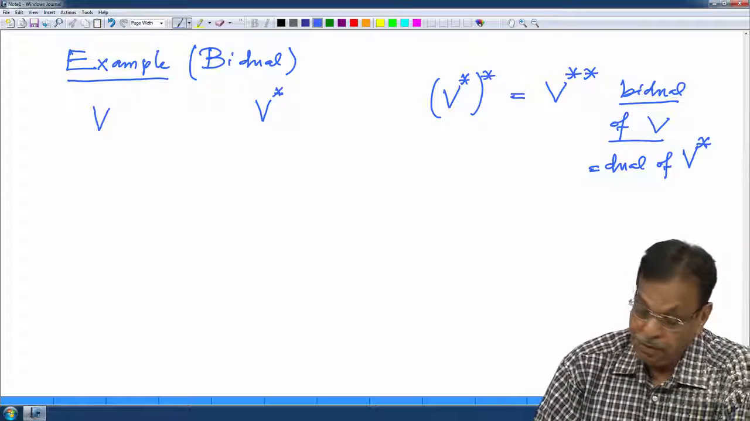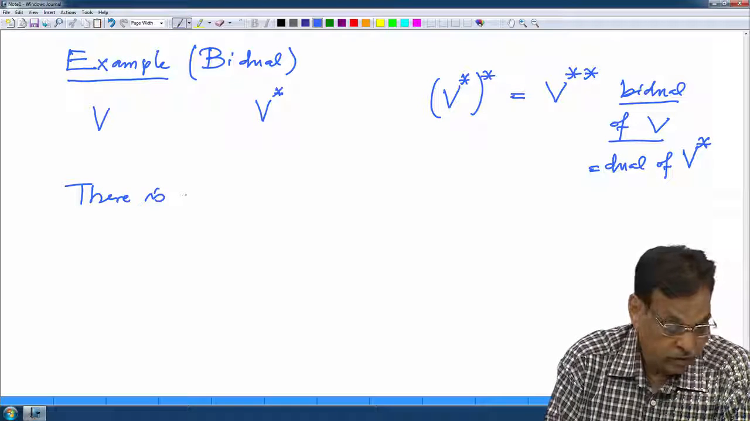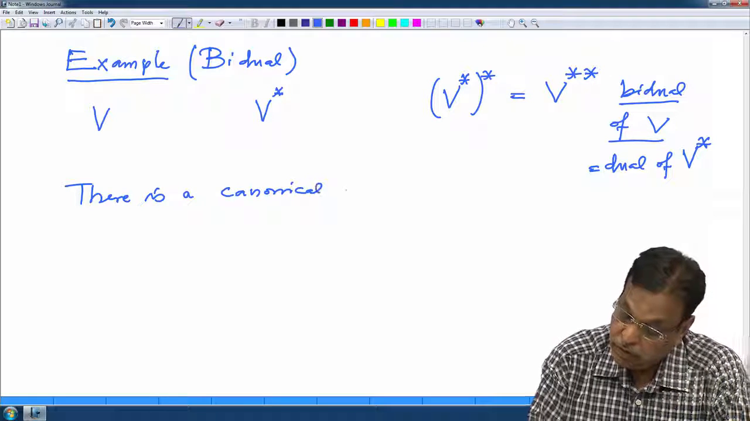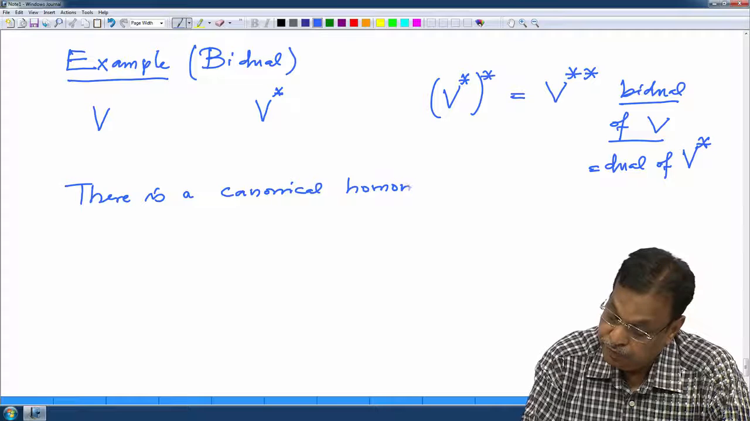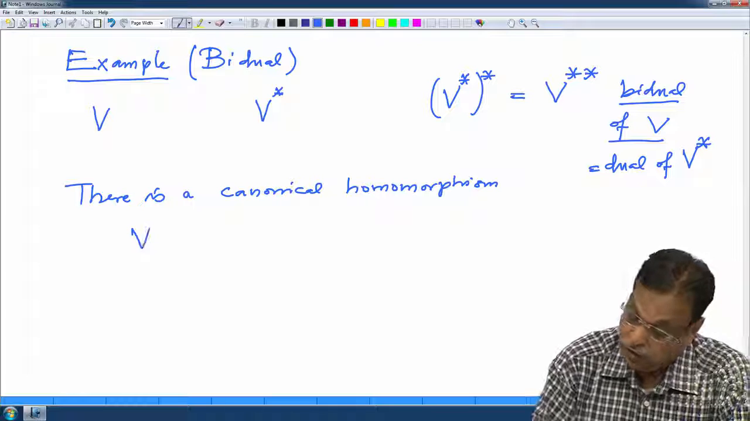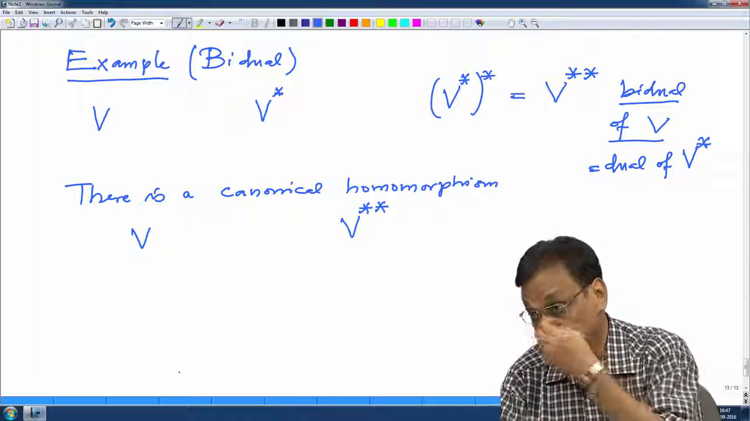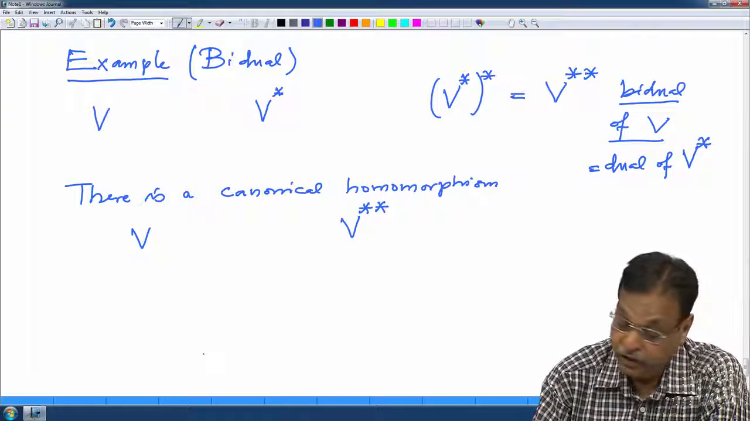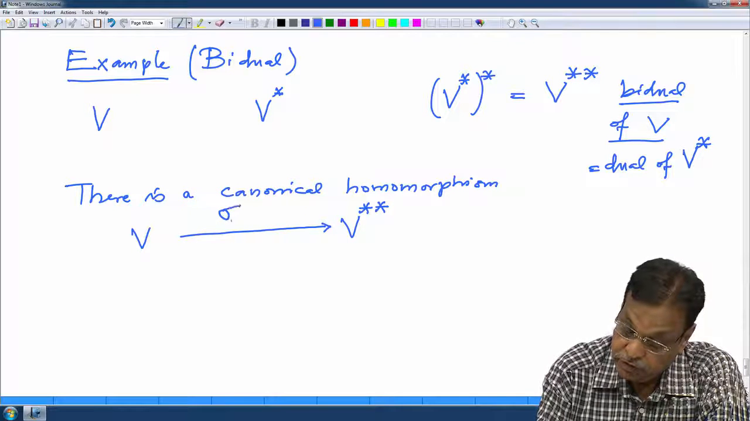And there is a canonical map. There is a canonical homomorphism of vector spaces from V to V double star. There is no map from V to V star canonically, but from V to V double star there is a canonical map. What is the map? That map I am going to denote by sigma v, sigma suffix v.